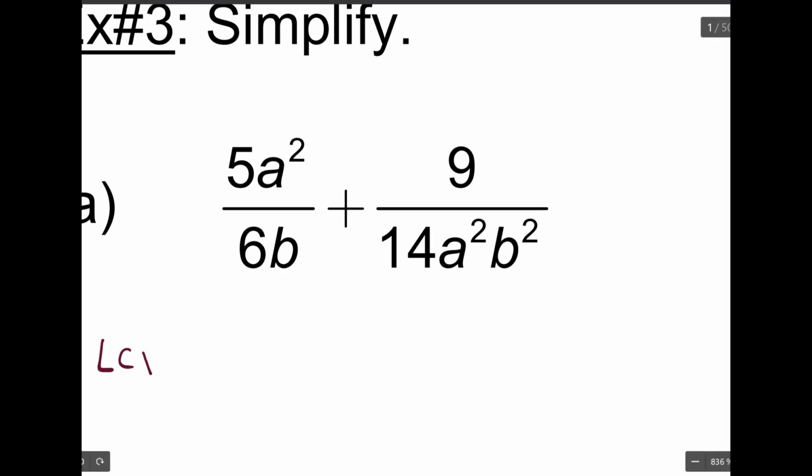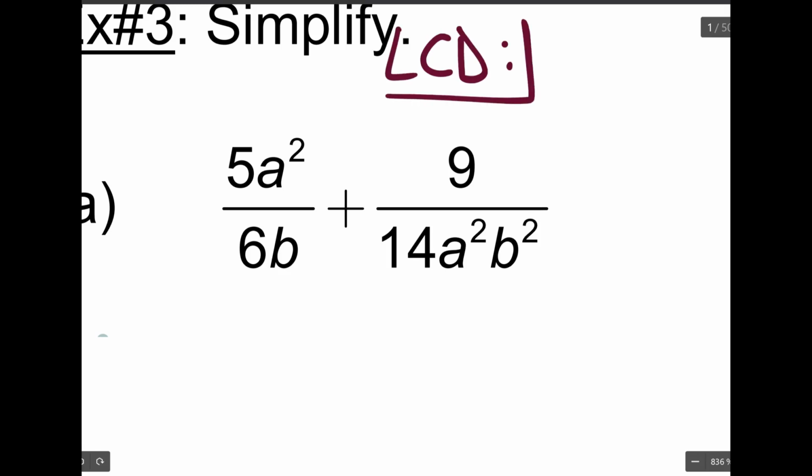What will my least common denominator be here? To make it into 24 a squared. 24? Yeah. 42. Let's see. 14 times 2 is 28. Oh, it's close. You're close.